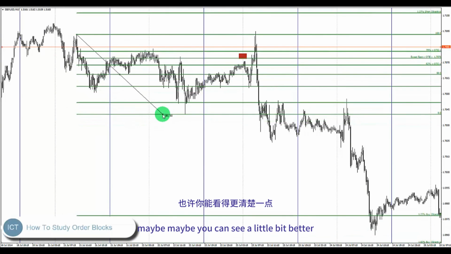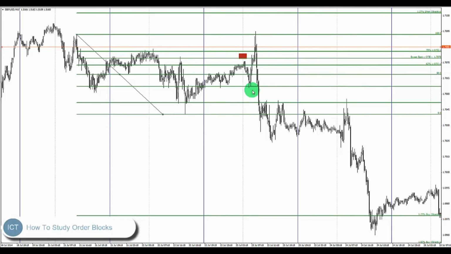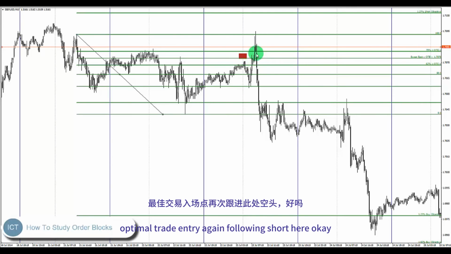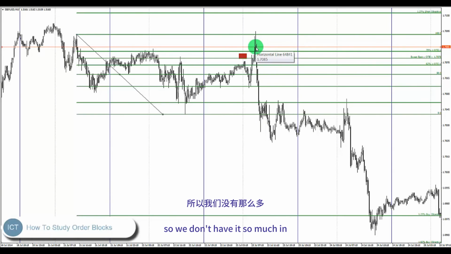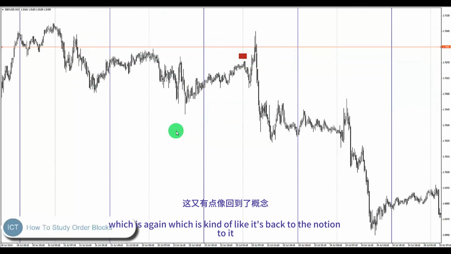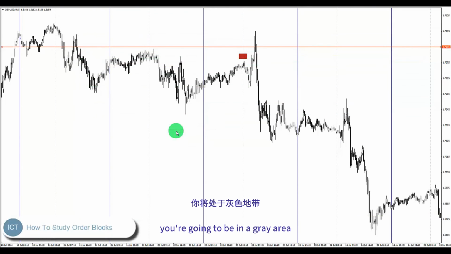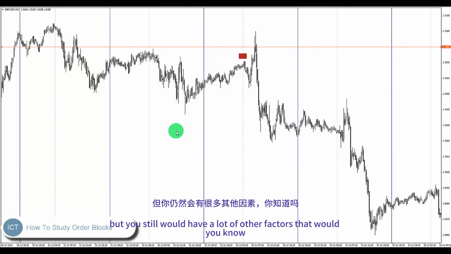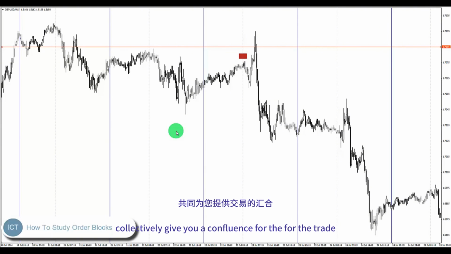Let's move over so you can see a little bit better. Yeah, see. Optimal trade entry, again, falling short here. So we don't have it so much in confluence of optimal trade entry and order block itself, but all the other components are there, which gets back to the notion that you're going to be in a gray area. You may not get all of the things lined up, but you still would have a lot of other factors that would collectively give you a confluence for the trade.